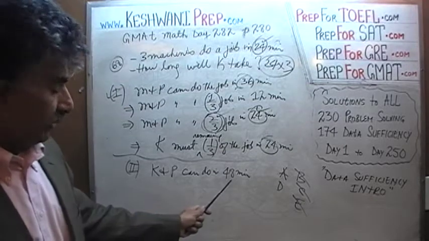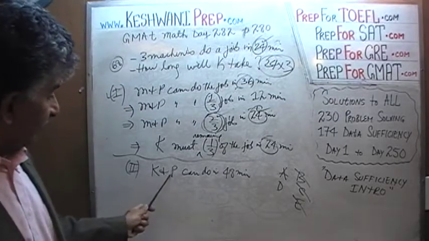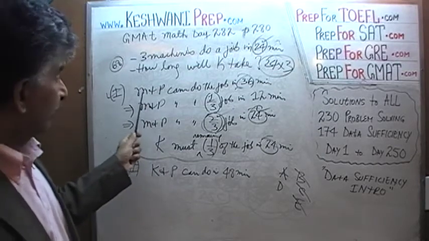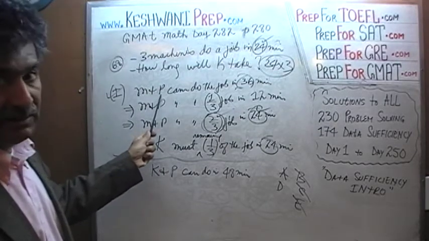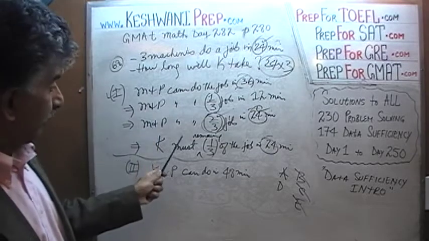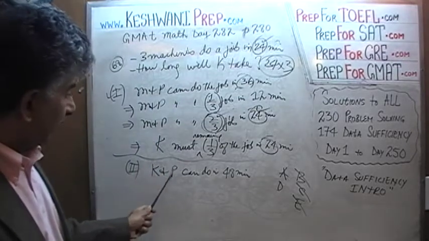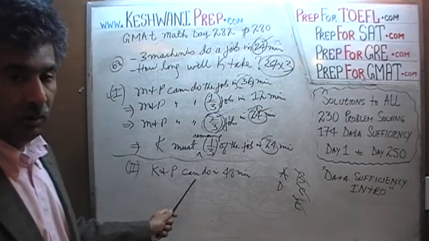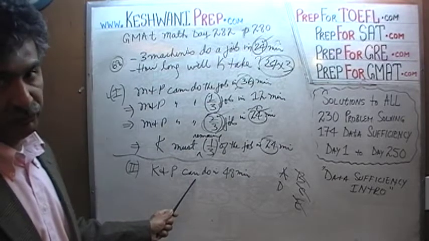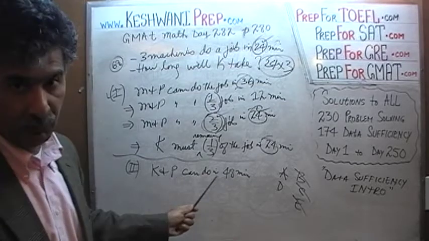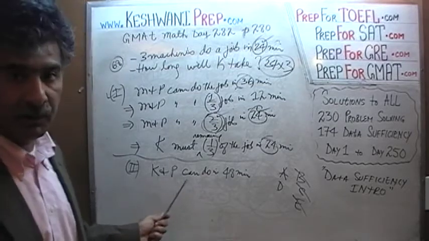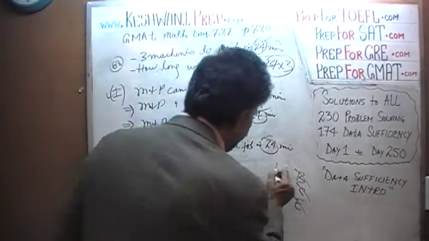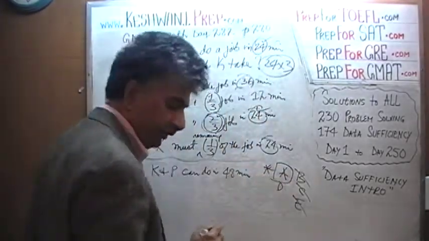Now the problem with the second statement is that we know K and P working together can do the job in 48 minutes, but there is no way to separate the K from the P. Here in the first statement we were able to do that because they gave us the information about M and P, leaving the K alone by itself. Here, knowing that K and P can do the job in 48 minutes, there is no way to figure out how long K will take to do the job. We have no way of separating the K from the P. The second statement does not do the job. The answer is A.